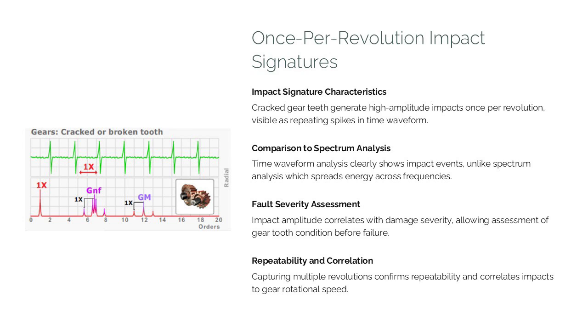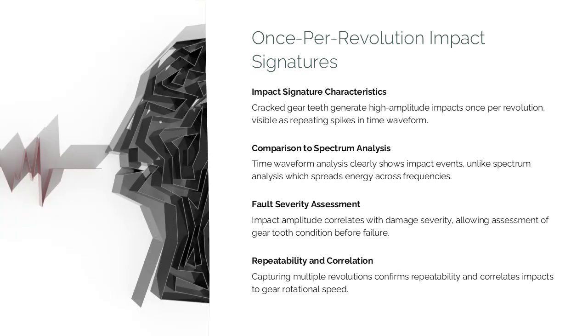transient spike. Unlike spectrum analysis, where this energy may be spread across multiple frequencies and appear insignificant, the waveform shows the impact clearly and unambiguously. By capturing several shaft revolutions, engineers can confirm the repeatability of the event and correlate it directly to the gear's rotational speed. The amplitude of the impact also provides valuable information about fault severity, with larger impacts generally indicating more advanced damage. This capability to both locate and assess the seriousness of a defect makes time waveform analysis an indispensable tool for diagnosing cracked or broken gear teeth before catastrophic failure occurs.